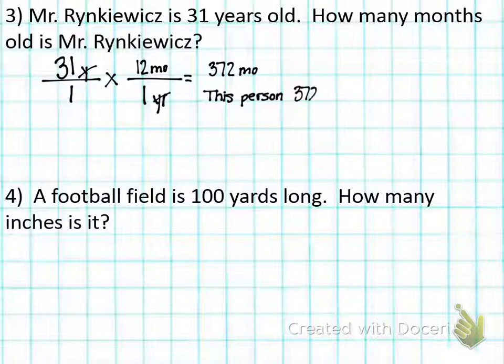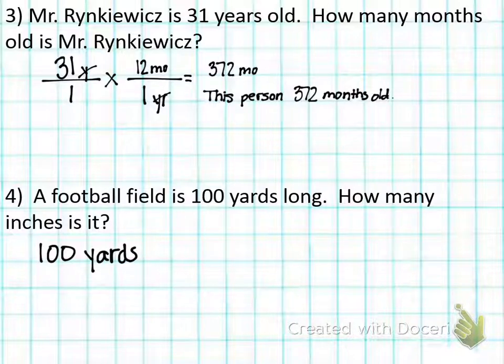Okay, let's read number 2 together out loud as a class. Ready and begin. Okay, good. So we had a football field. So let's do the first step. What are we starting with? What's the label we start with? 100 yards. Okay, so we're starting with yards. And what do we need to end off with? Inches.